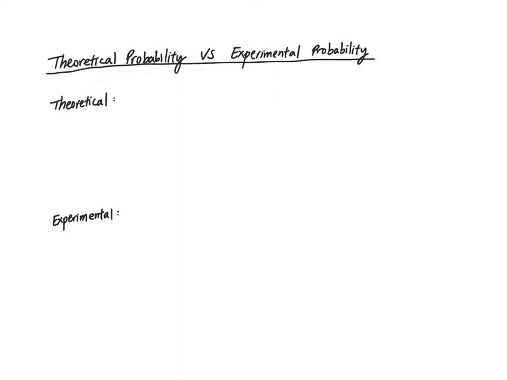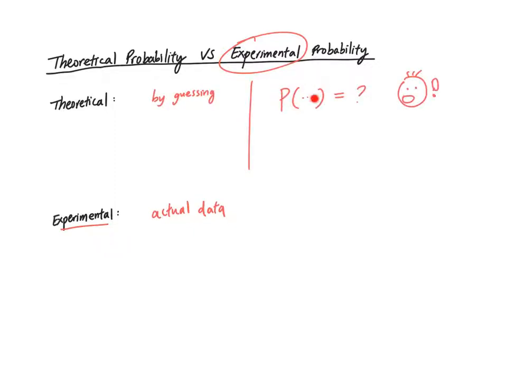In this video, I would like to introduce experimental probability. In fact, all the things we learned before are theoretical probability. So what's the difference between them? For experimental, of course, we'll have actual data to support our results. For theoretical, we don't have any data. We just calculate the probability by guessing. So the theoretical probability of something is just the likeliness of something that we believe.